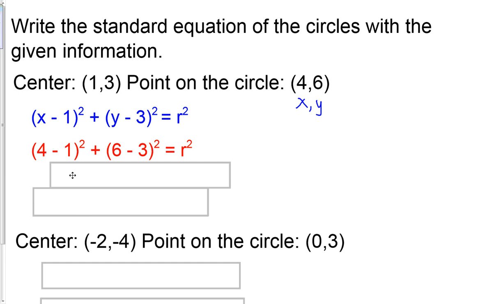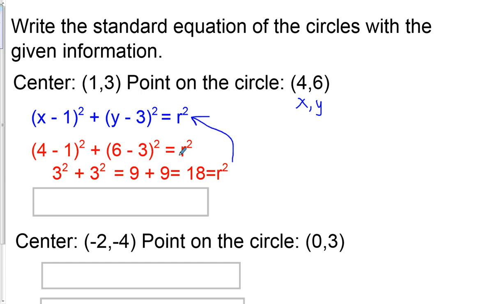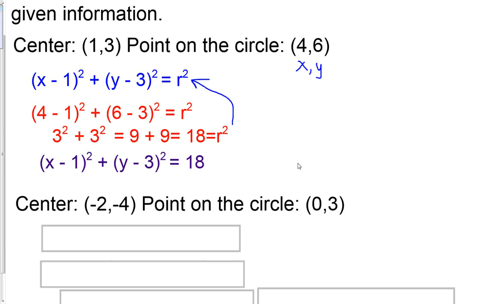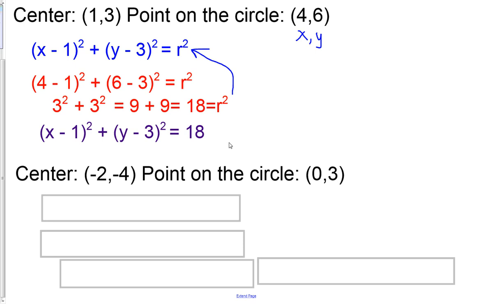This will give us 3 squared. This will give us 3 squared, and 3 squared is 9, so 9 plus 9. 18 is r squared, and then we're just going to plug it right back in here to get (x minus 1) squared plus (y minus 3) squared equals 18. One more of these, and if you want to pause and try it on your own, this would be a good opportunity.